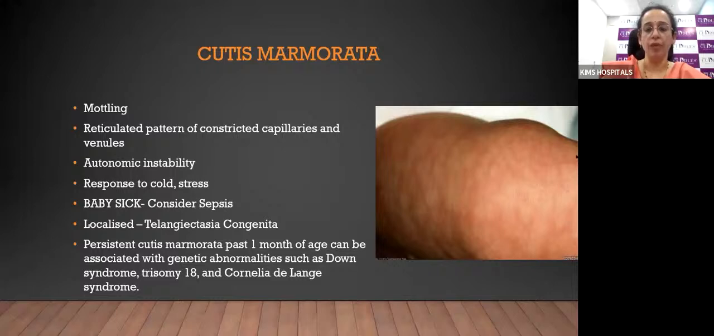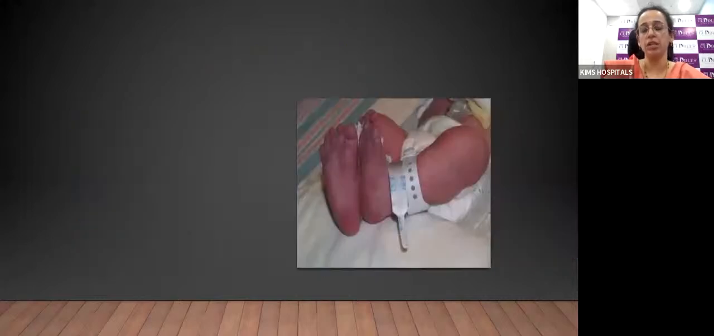If the baby is otherwise fine, this resolves over a period of few days. So we can also offer warm care and KMC to the premature babies. So if the cutis marmorata is localized over a limb, then it is called as telangiectasia congenita. Persistent cutis marmorata beyond 1 month of age can be associated with genetic abnormalities such as Down syndrome, trisomy 18 and Cornelia de Lange syndrome, and we should evaluate for the same conditions.